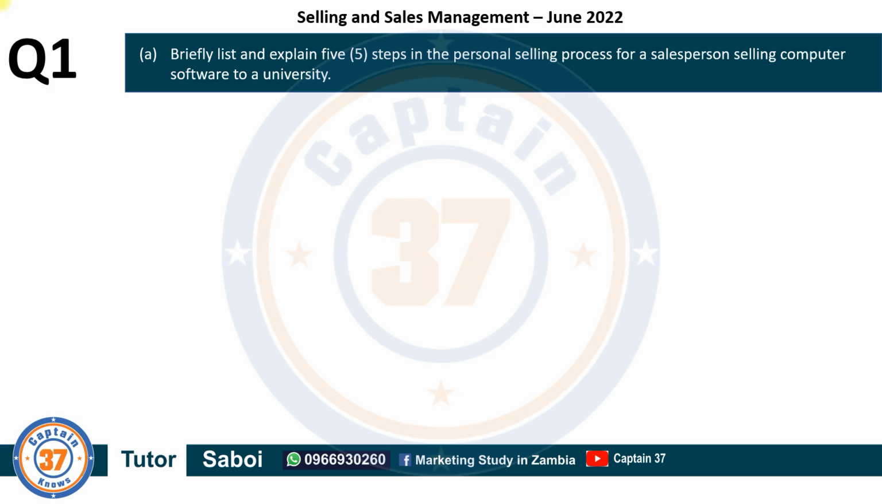So there's a salesperson, and this particular salesperson is selling software to a university. What are the 5 steps in the personal selling process? Ideally, there are 7 to 8 steps in the actual process, but this question is asking us to list 5. What you can do in such a case is add some of the points together. For example, step 1 and step 2, you add them together to make step 1. Step 3 and step 4 could be added together to make a different step, because it may not be easy or possible to omit some of those steps. So what you do is you add them.